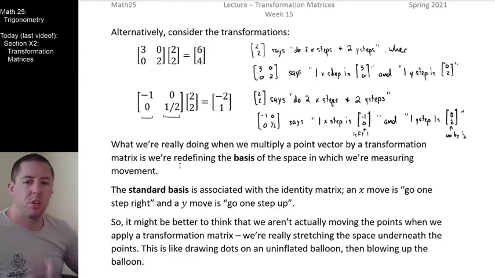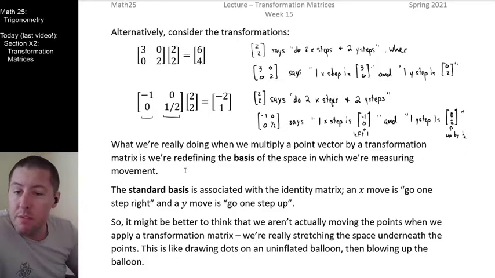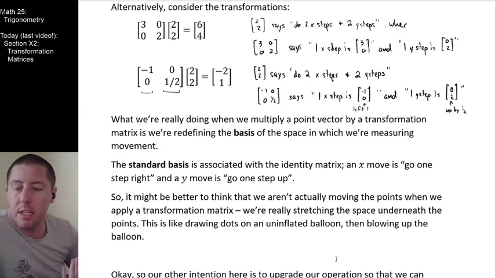So a good way to interpret these transformation matrices is not as moving points, but as moving the space in which the points live. Again, think about drawing dots on the uninflated balloon and then blowing up the balloon. When you blow up the balloon, it's not like your ink is moving, but those points are certainly going to be further apart than they used to be. You've stretched the space on which the points actually live.